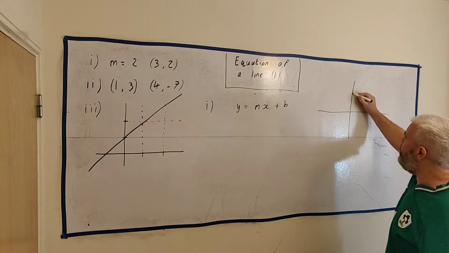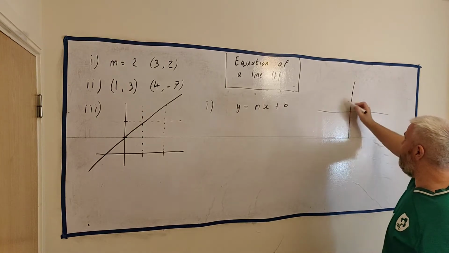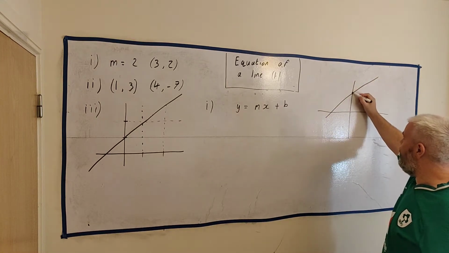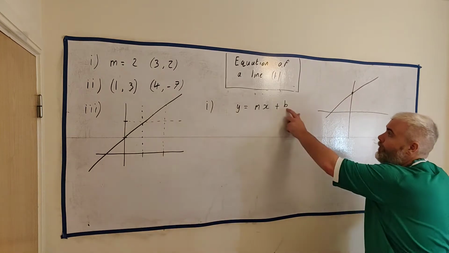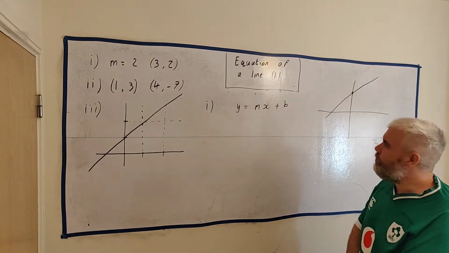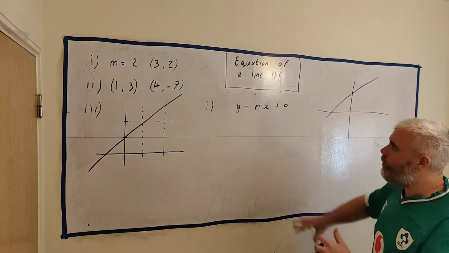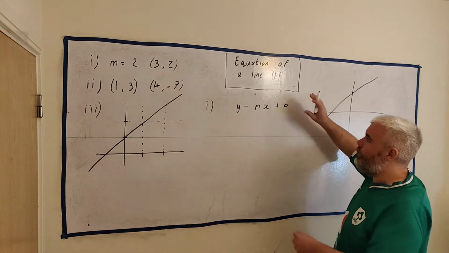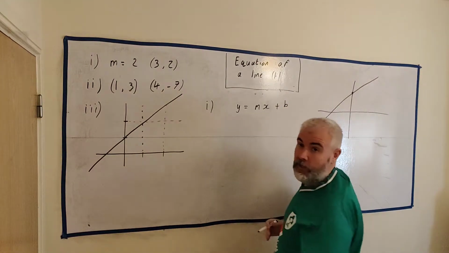B is the point where it hits the y-axis. In this case, this drawing, maybe it's like (0, 3). So maybe b is 3. So it's a very useful form of an equation. If you're given this, let me show you how you would use this to answer part 1.